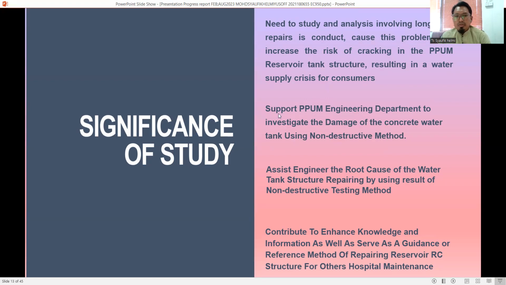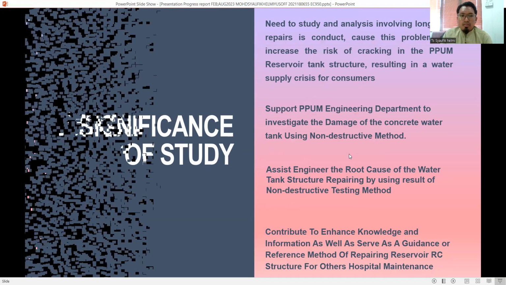Okay, so it supports the PPM engineering department to investigate the damage of the concrete water tank using the NDT method, and assists engineers in finding the root cause of the water tank structure repairing by using the results of non-destructive testing methods. Then last one, contribute and enhance knowledge and information as well as serve as a guidance reference method for repairing reservoir RC structures for hospital maintenance.